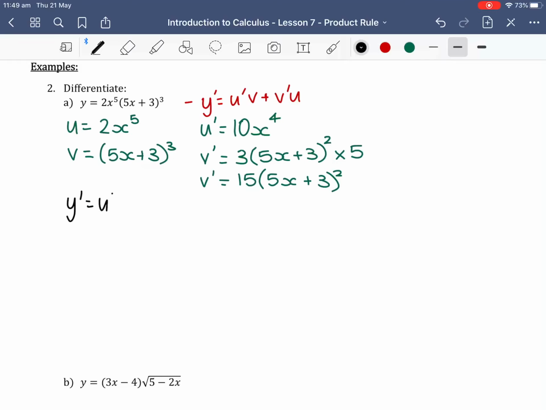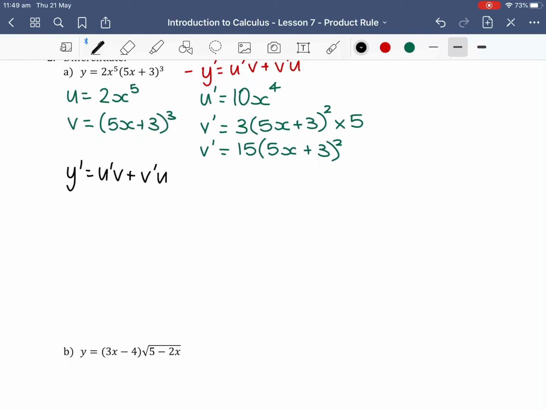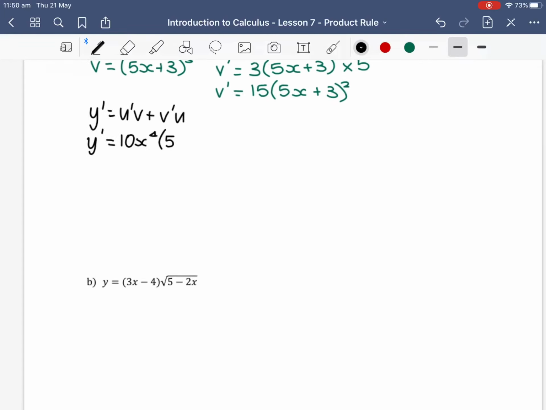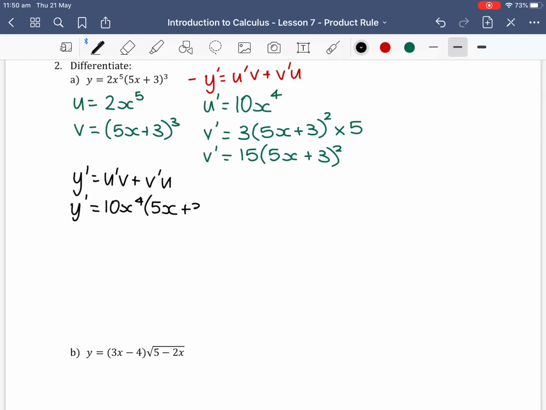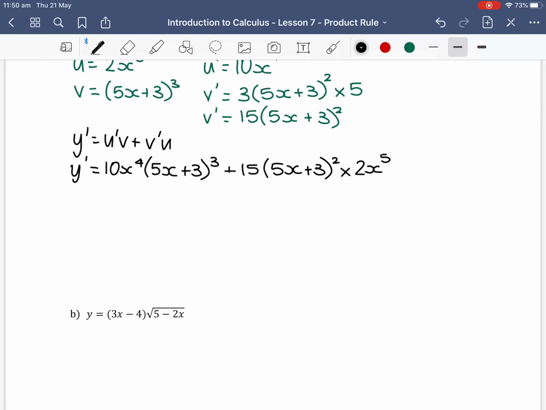So then we can substitute these into our y dash equals u dash v plus v dash u. So we will have y dash equals our u dash, which is 10x to the power of 4, times our v, which is 5x plus 3 all cubed, plus our v dash of 15 bracket 5x plus 3 all squared, times our u of 2x to the power of 5.